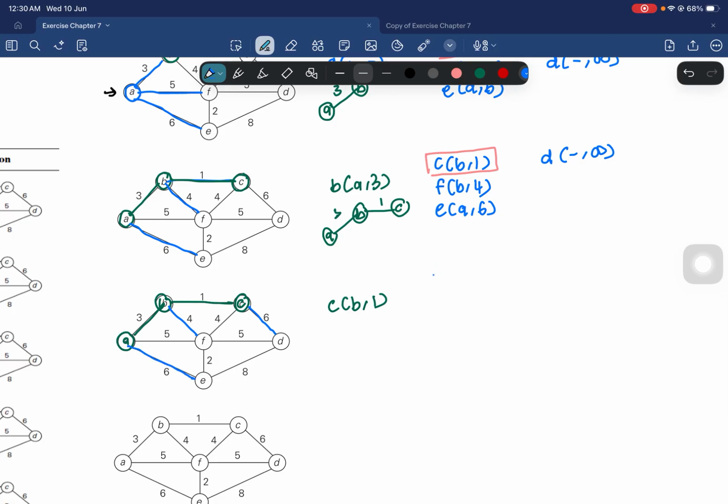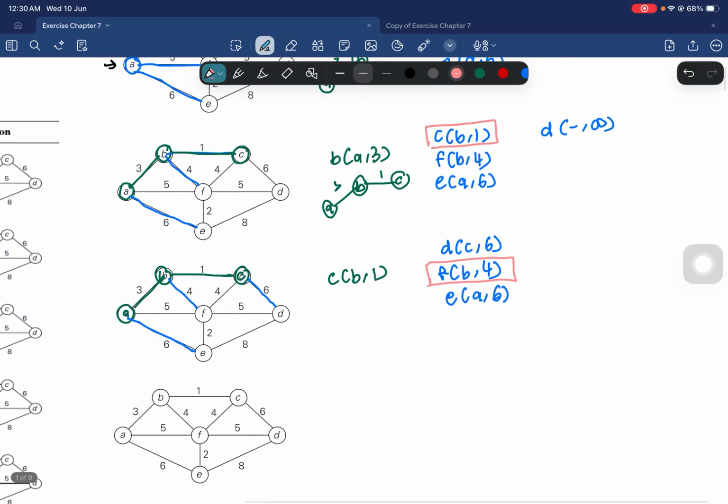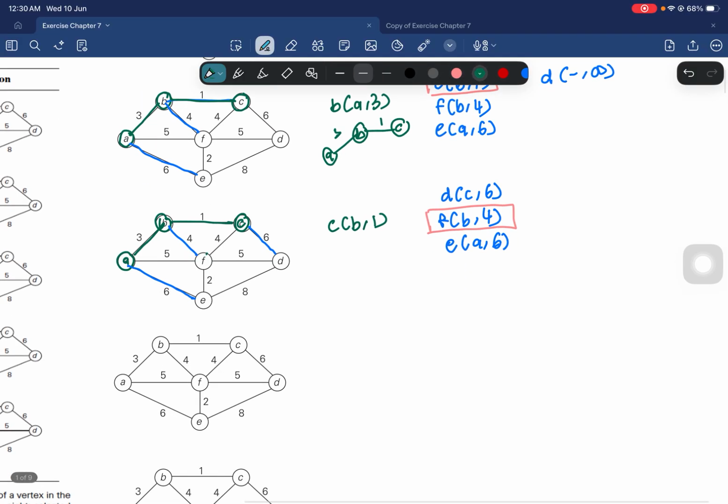Right, so we list down here. We have D connected to C by 6, and F connected to B by 4, and E connected to A by 6. Which one is the shortest? So the shortest is F. Alright, so we choose F here. Then the current tree will be A to B to C and to F. So we choose this F, B 4.